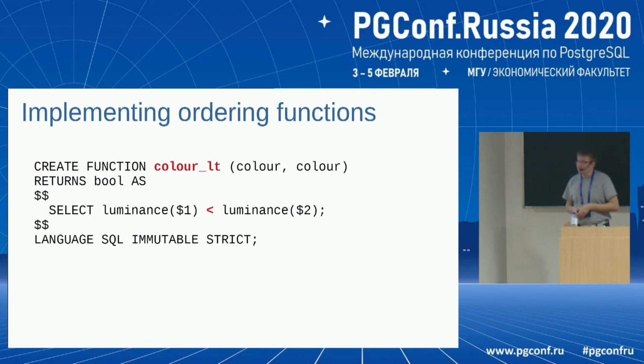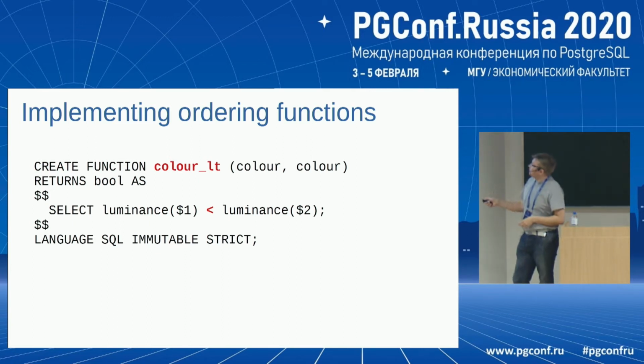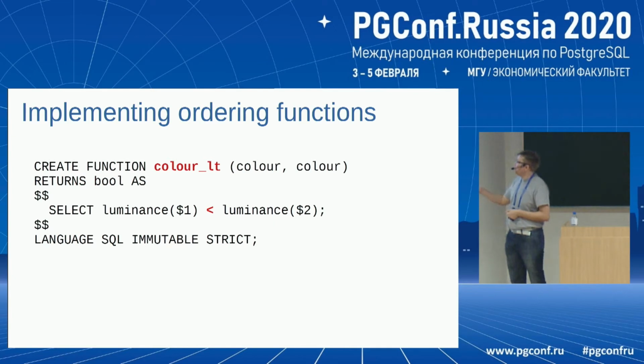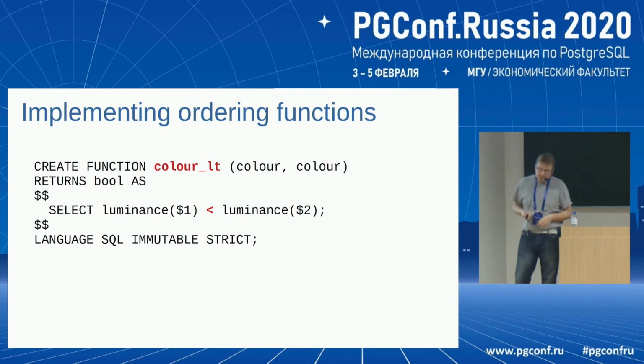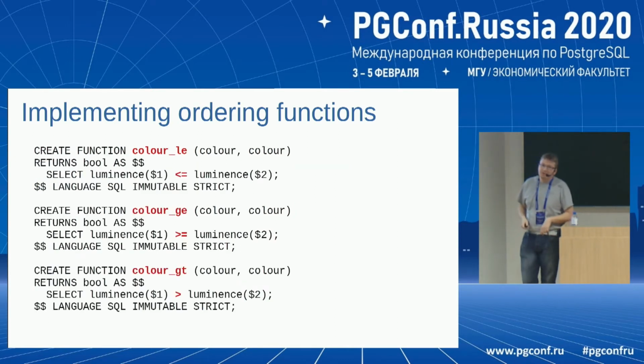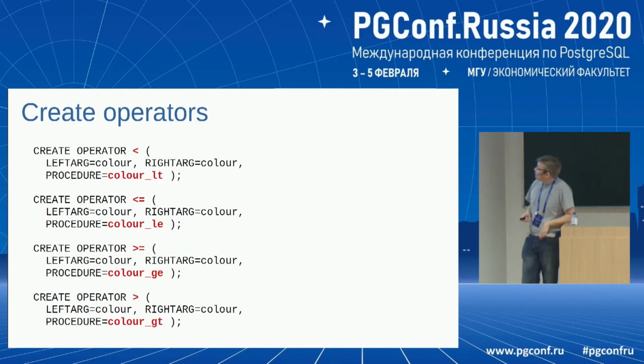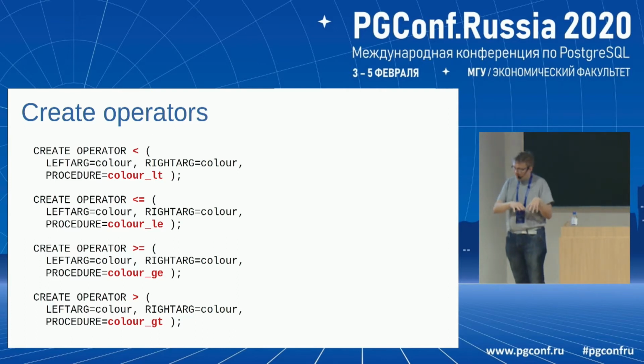So let's start implementing these things. These functions you can actually write in SQL, because we already defined the luminance function. So I'm going to define the less than function just by calling the luminance function for both arguments and comparing that. Pretty straightforward. Same thing for all of the other functions that we were missing, less than or equal, greater than or equal, greater than. And once you have done that, we also need to create the operators on top of the functions. So when you do color less than the other color, it will call this function to return true or false.